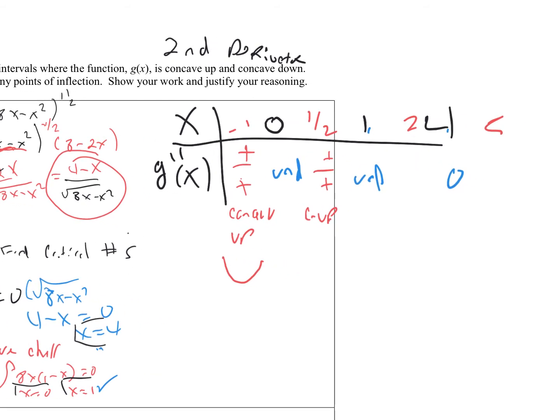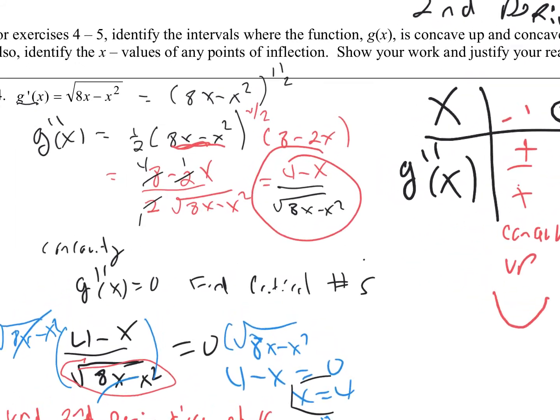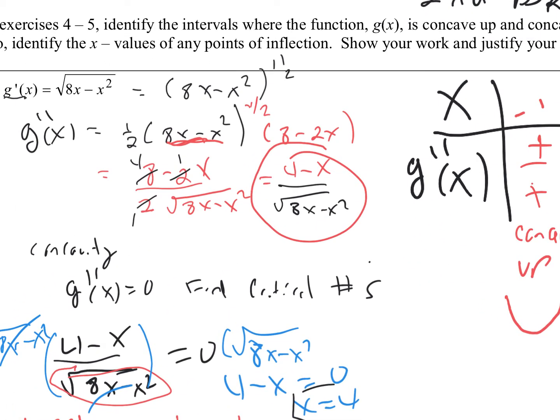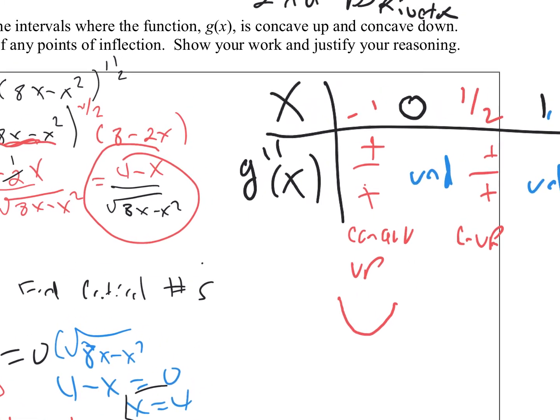Okay, I've got a concave up here. Let's plug in the 2. Let's see, 4 minus 2 is positive. 16 minus 4 is positive. Square root still positive. Wait, I thought I was supposed to get a negative on that one. I thought.